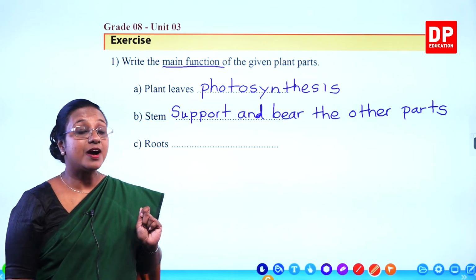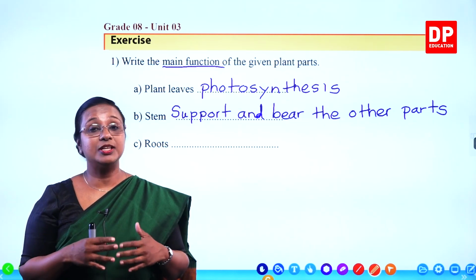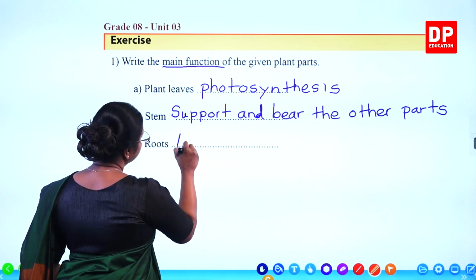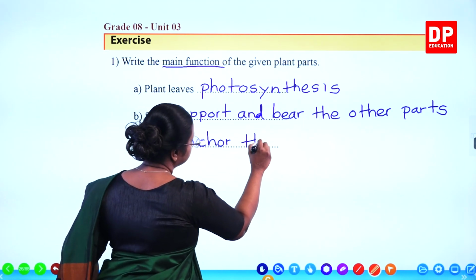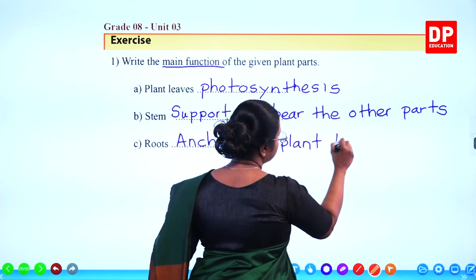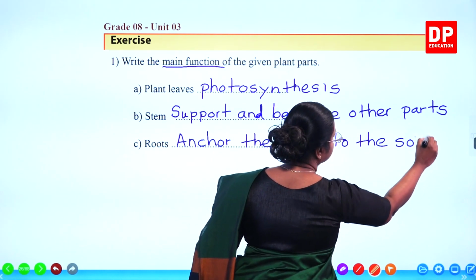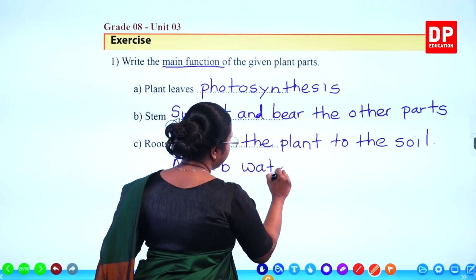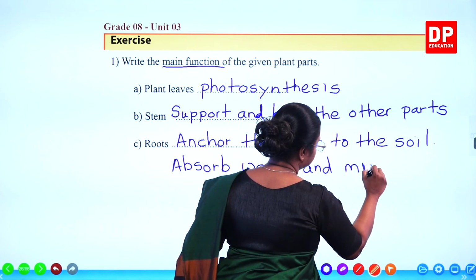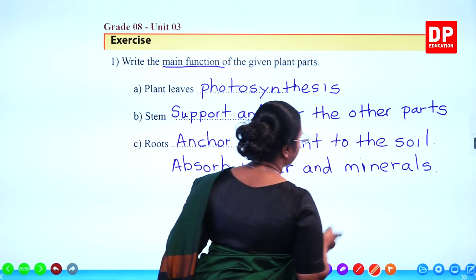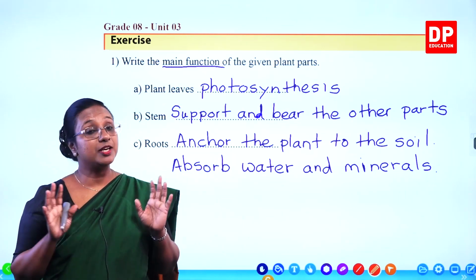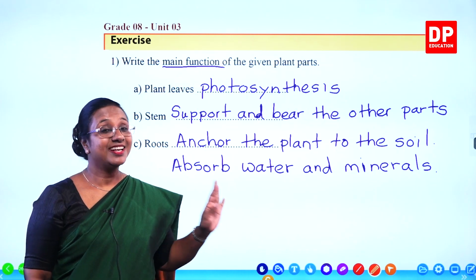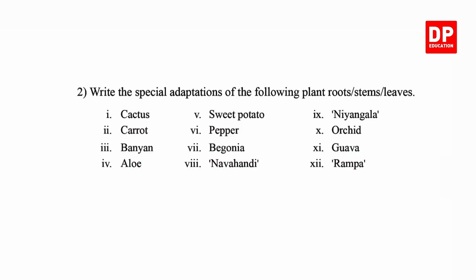Then the roots. What is the function of the root? That is to root the plant to the soil or anchor the plant to the soil and absorb water and minerals, the main function. So here, anchor the plant to the soil and also absorb water and minerals. You know the reason why these are the main functions, because all these parts are adapted to carry out other functions as well. So, did you all write these answers? I'm sure you did. Then I will move on to the next question.